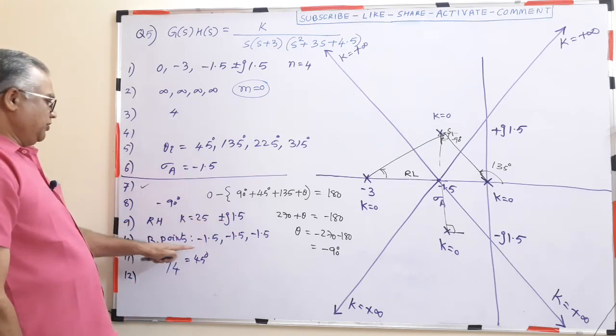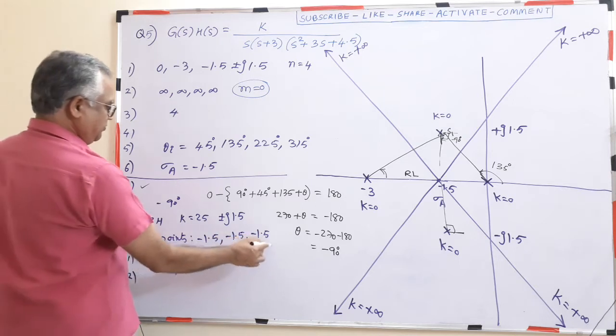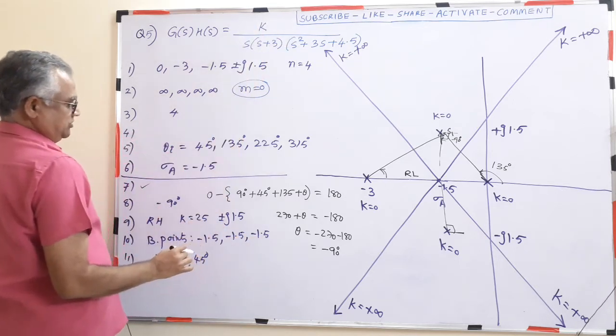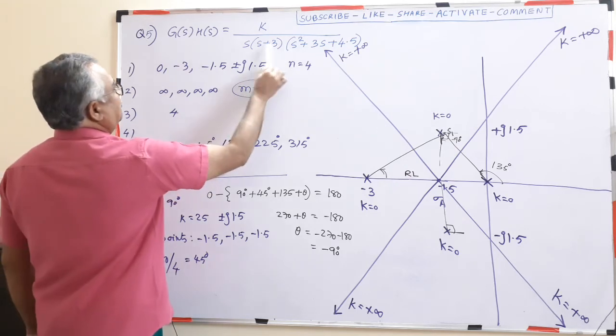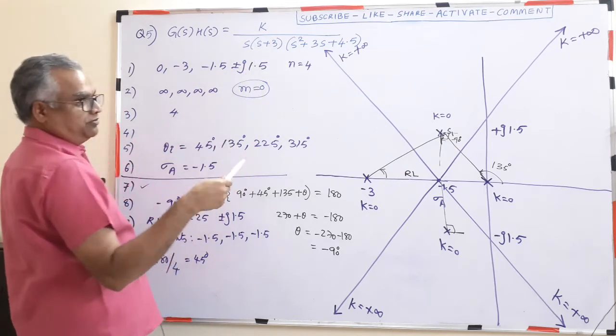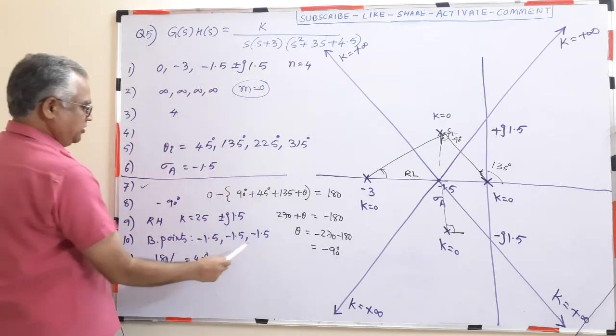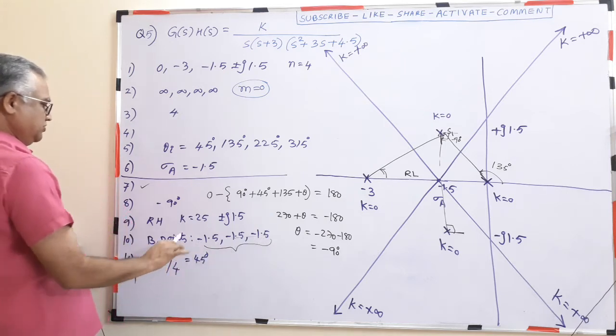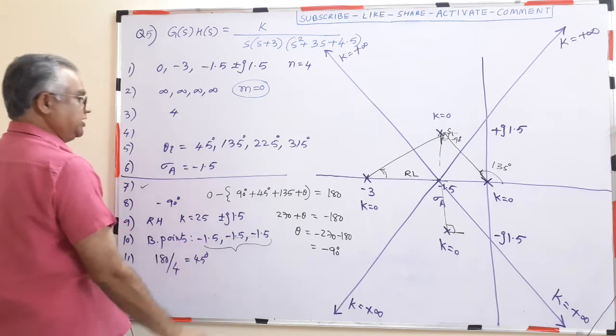Next, break points. How do you get the break points? By differentiating this with respect to s. Here s power 4, when you differentiate it will become s power 3. We are getting 3 same break points. So all are meeting at minus 1.5.